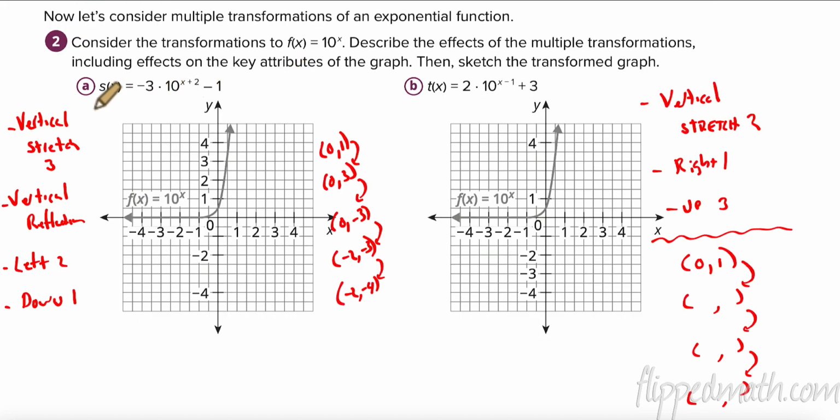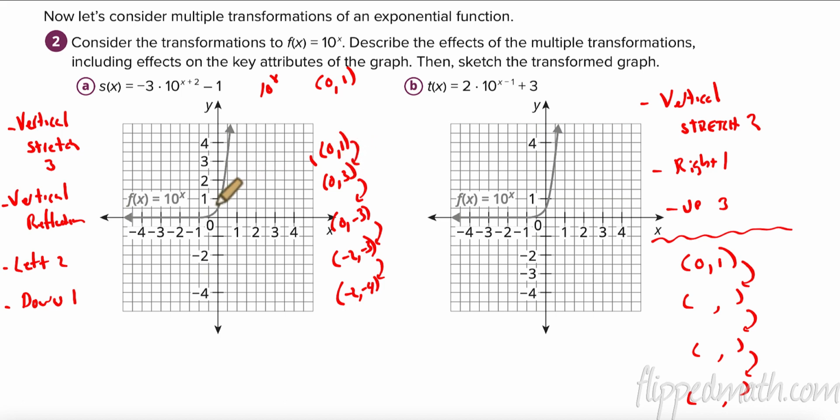All right, so what you can see here is I have a vertical stretch of 3. The negative is our vertical reflection. Inside I have left 2 and then minus 1 down 1. All right, so what I did here was I started at 0, 1 because I know my original 10 to the x, if x is 0, then I am at the point 0, 1. So I'm going to start with that point, and I'm going to do these reflections. So the very first thing, stretch of 3, vertical, so 1 times 3.